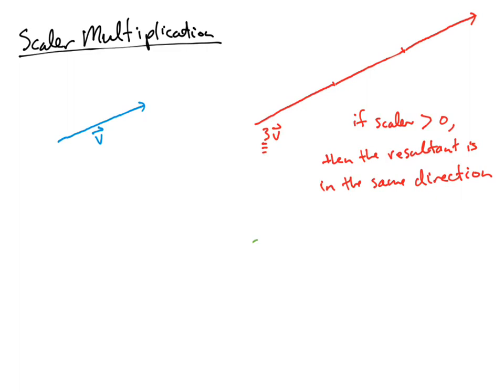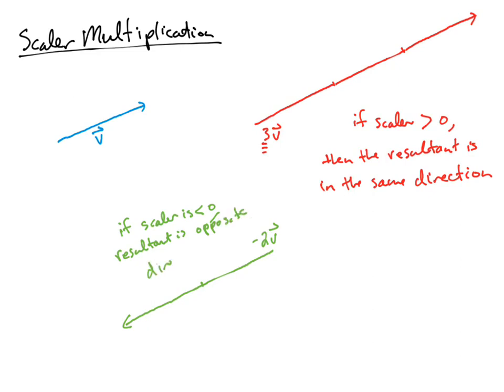Similarly, let's say I have negative 2v. Well, now the vector is going to be going in the opposite direction, and it's going to increase the magnitude by 2. So if the scalar is less than 0, the resultant is opposite direction. Okay, and then if we were ever to multiply a vector by 0, that's going to give us a vector that has magnitude of 0.